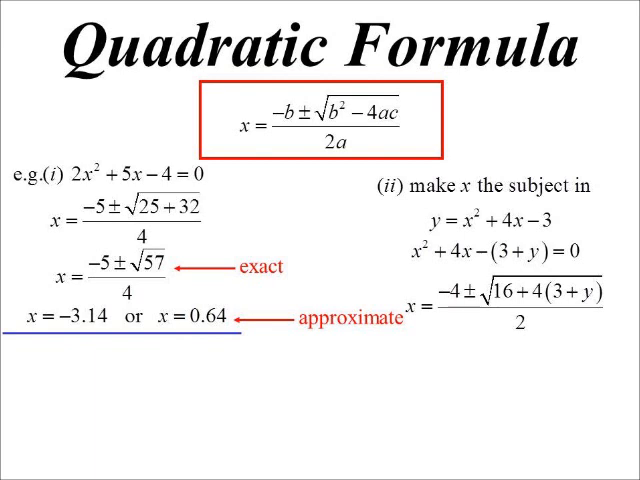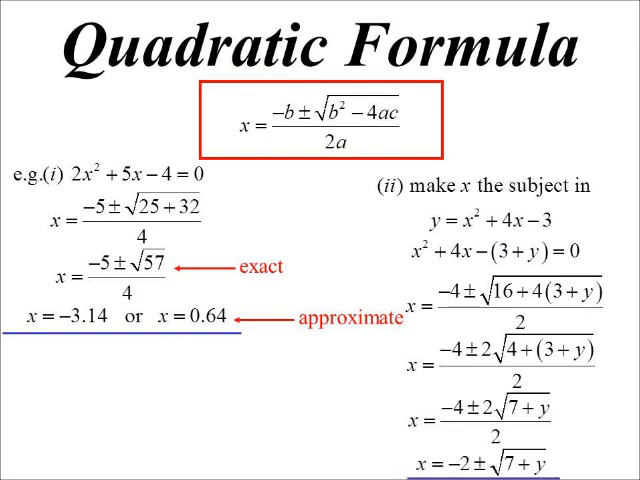And in this case, we have got a factor of 4 that we can pull out. And of course, square root of 4 is 2. And we can do some cancelling as well. And we get an answer. Well, cancelling of 2 as well, I said. There you go. x equals negative 2 plus or minus the square root of 7 plus y.